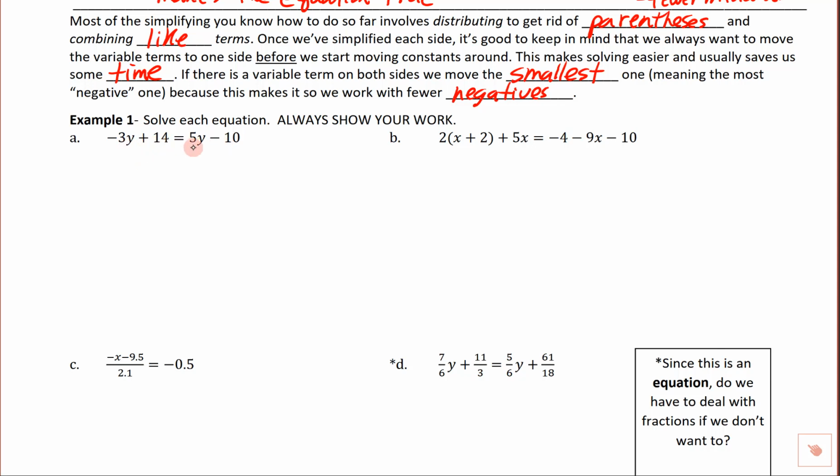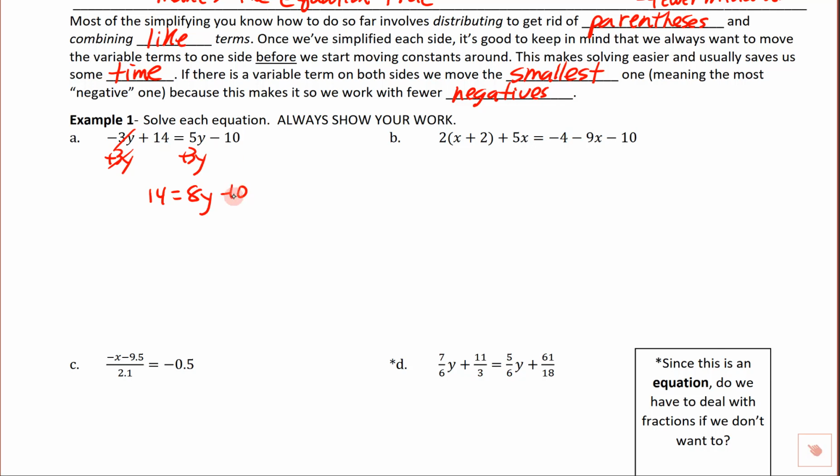What we want to do is say, look, if I move the smallest one, and the smallest one of these 2 is the one that's most negative, that's going to be this one right here. So we're going to add 3y to this side, and we're going to add 3y to this side. Those are going to cancel each other off. At the same time, if you want to, you can move the 10 to the other side. I'm going to do this in 2 separate steps. So we're going to have 14 equals 8y, and then I've got the -10 here.